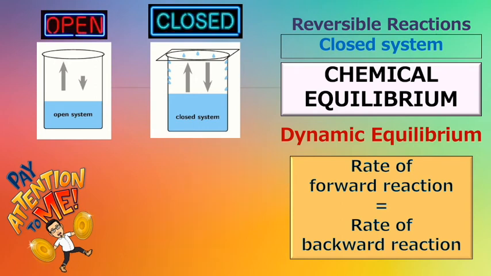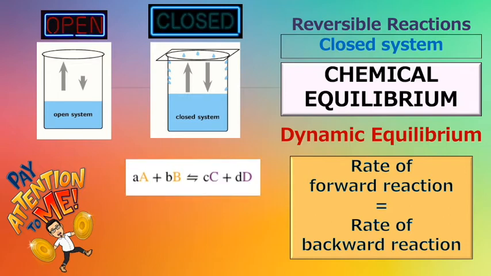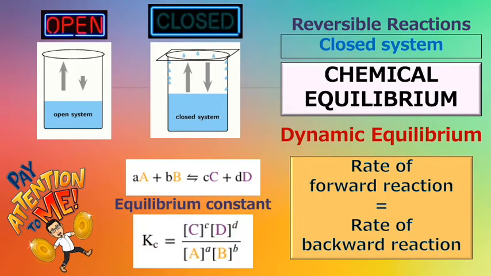It is useful to know how much of each substance, in particular the amount of products compared to the amount of reactants. A simple ratio from the balanced chemical equation gives us a number called the equilibrium constant.